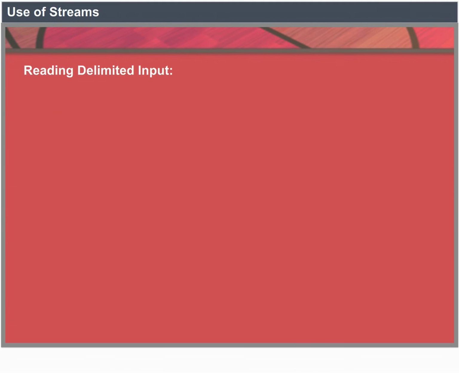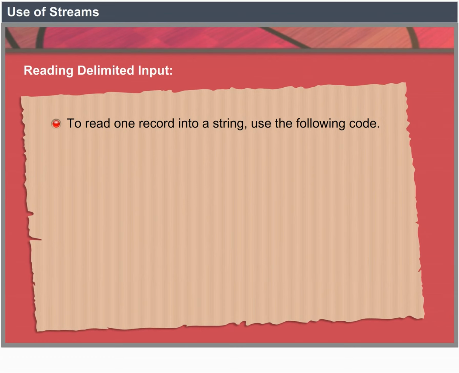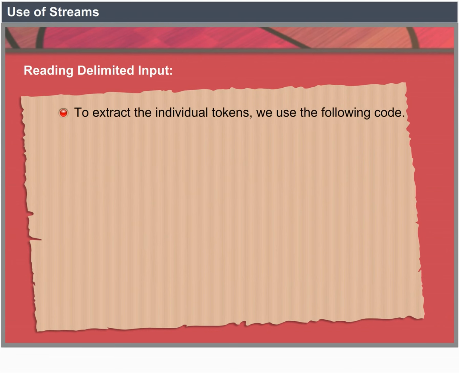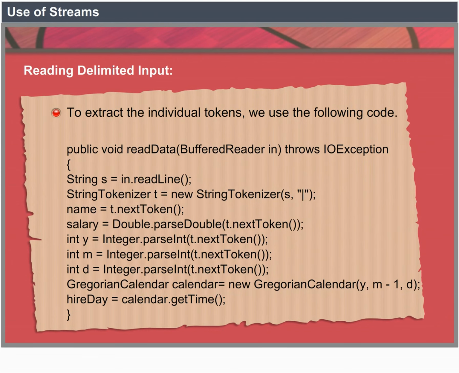Reading delimited input. To read one record into a string, use the following code. BufferedReader in = new BufferedReader(new FileReader("employee.dat")); String line = in.readLine(); To extract the individual tokens, we use the following code.